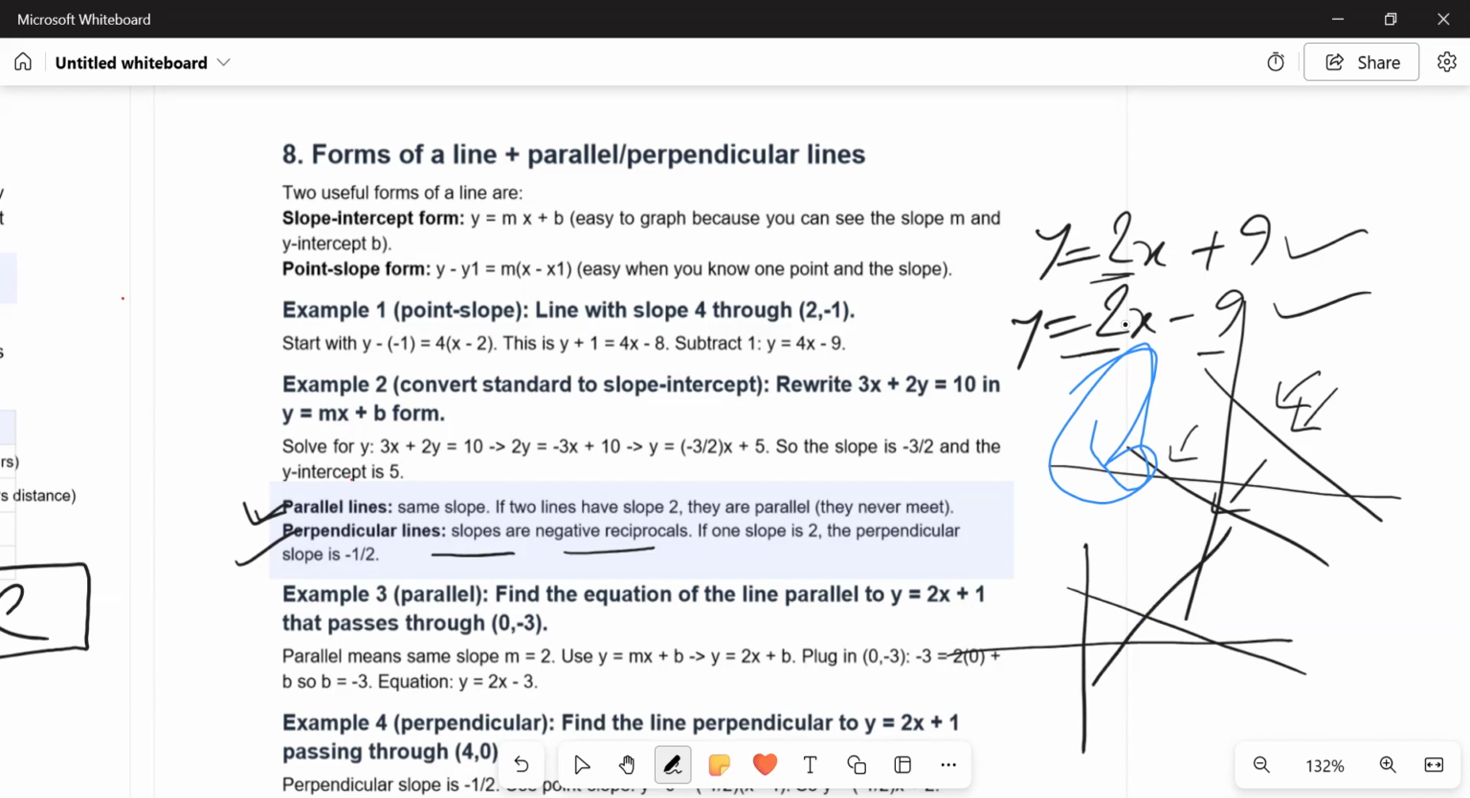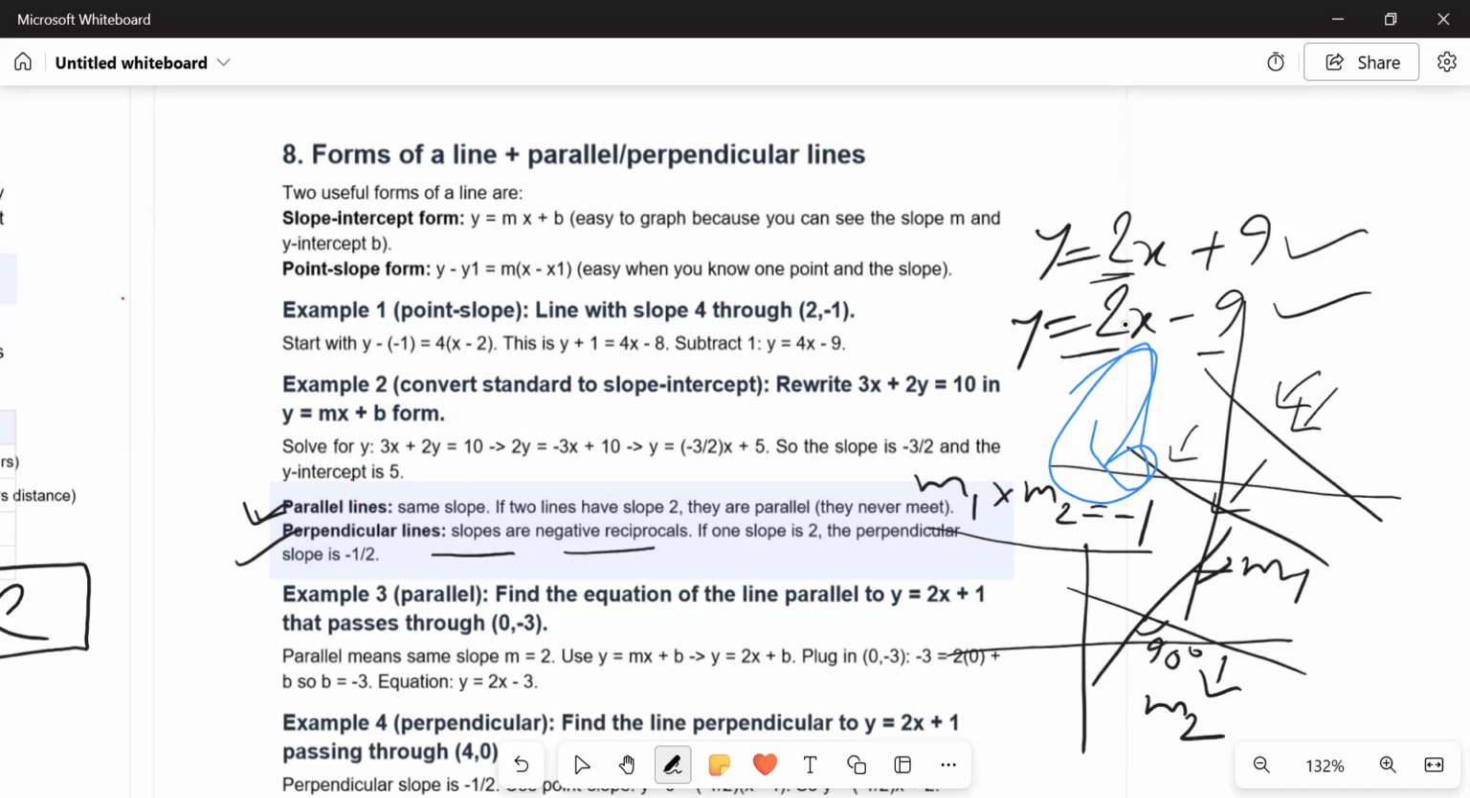They are perpendicular to each other because at the point of intersection the angle is 90 degrees, right? Here, suppose the slope for this line is m1 and the slope for this line is m2. For them to be perpendicular, m1 times m2 needs to be -1. Okay, how do we have that?